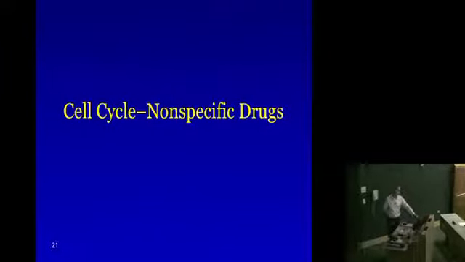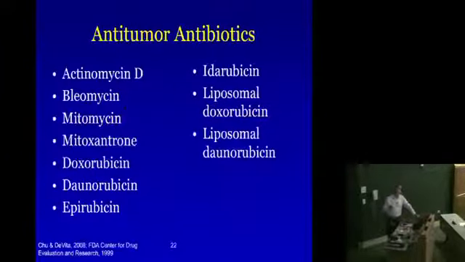For the cell cycle non-specific drugs, we're looking at antitumor antibiotics: actinomycin D, bleomycin, mitomycin, mitoxantrone, doxorubicin, daunorubicin, epirubicin, idarubicin, and liposomal doxorubicin. These are very common drugs that are used right across the board, whether in leukemia, breast cancer, or testicular cancer, so a number of different uses for these drugs.